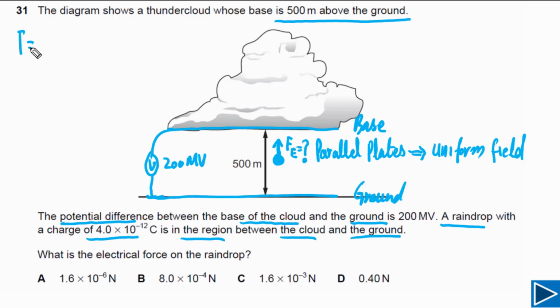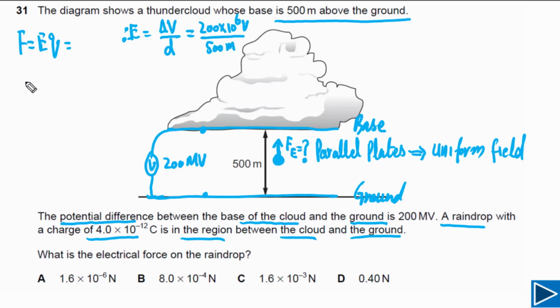Fe is equal to Eq, where E is the electric field, and in a uniform electric field E is equal to delta V over d, meaning the potential difference between 2 points divided by the distance between the 2 points. In this case, the potential difference between these two plates, or we can say between the base and the ground, is given, and that is 200 megavolts. So this is 200 times 10 to 6 volts divided by the distance between these 2 points. And the distance between these 2 points is given, that is 500 meters.